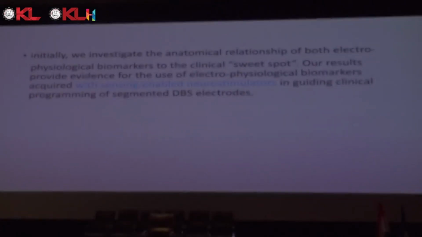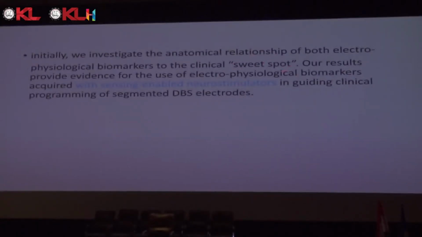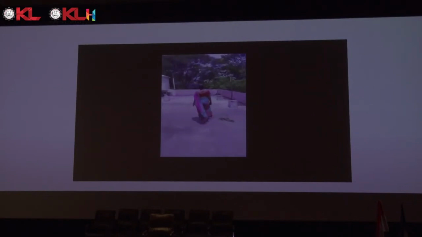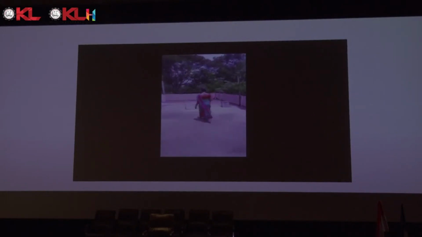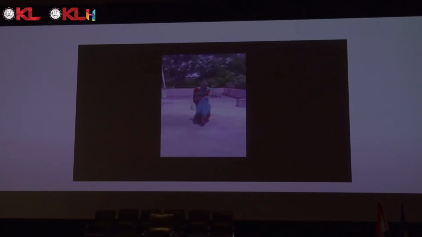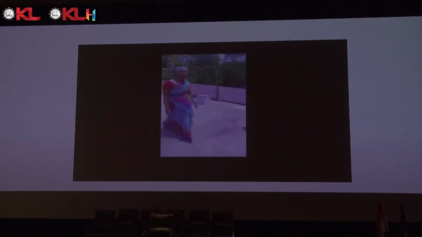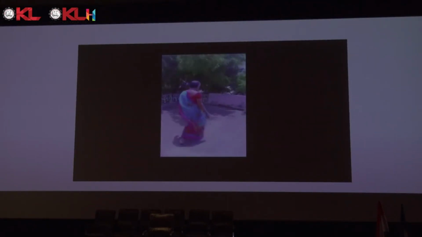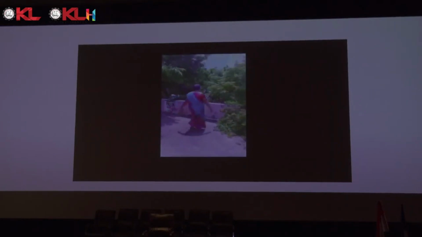Initially we investigate the anatomical relation and both electrophysiological and biomarkers. If both agree, they give the sweet spot for targeting. This is what we did in surgery before. Now, six months after surgery, she is doing well and had significant improvement, gait improvement and decreased rigidity. She had mild dyskinesia because of the increasing current. This is a recent one.